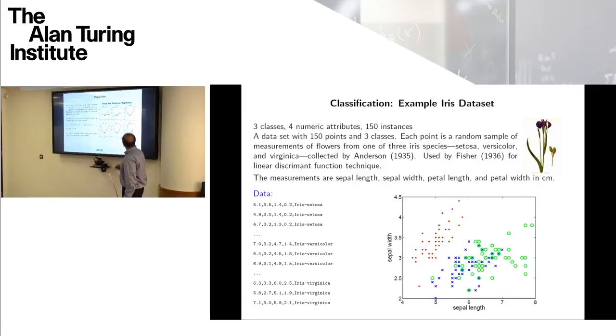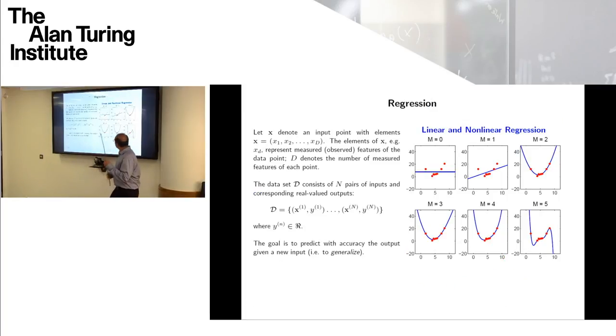Okay. Now let's talk about regression. So here is regression. Now, again, we're going to have data that's going to be some vector in d-dimensional space. So this bit is the same. And now again, we have n pairs of inputs and outputs. Except that our outputs, the y's, instead of being discrete class labels, are going to be real numbers. Okay? So y is a real, and our goal is to predict with some accuracy the output given a new input.